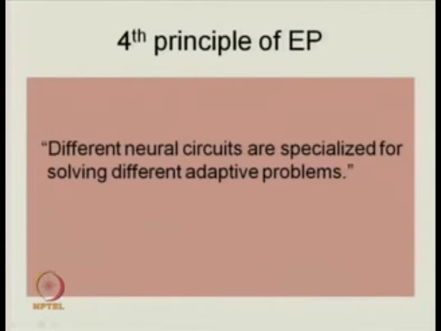Next, the fourth principle of evolutionary psychology we saw was this: different neural circuits are specialized for solving different adaptive problems. And we had discussed this. We had said that, as in engineering, an all-purpose machine is no good. For instance, a hammer cannot do the job of a saw. Like in the human body, there are various organs devoted to different kinds of specialization. For instance, the liver is devoted to detoxification, then the lungs for respiration, the heart for pumping blood, etc.